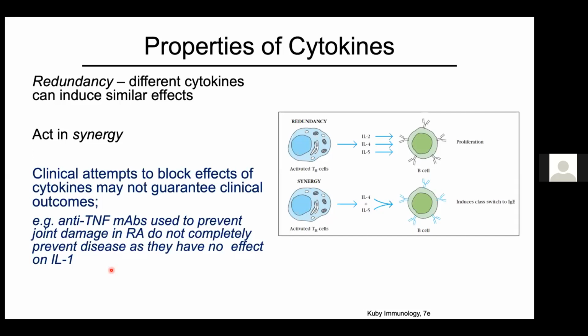Sometimes they use monoclonal antibodies against tumor necrosis factor to try and block this effect, but this doesn't cause complete resolution because you still have other pro-inflammatory cytokines like interleukin-1 that are involved in this disease process. So blocking one doesn't mean you stop the disease process completely.